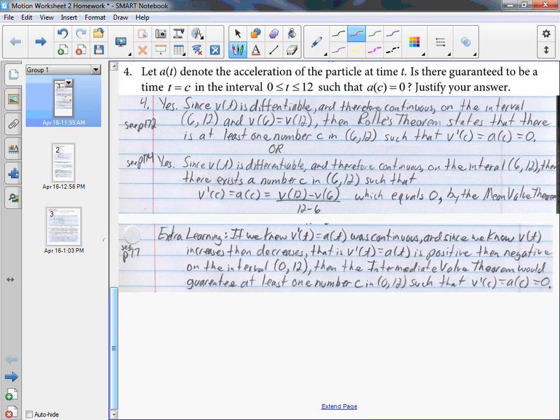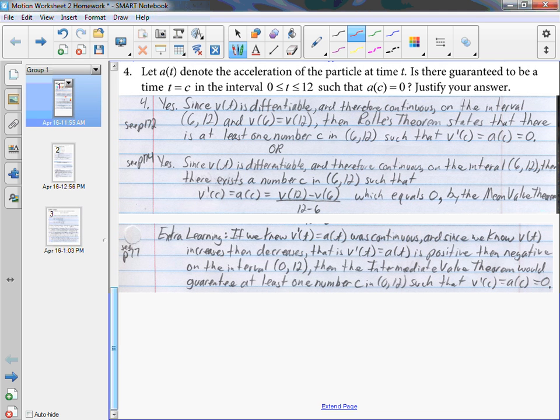Or, yes, since v of t is differentiable and therefore continuous on the interval from 6 to 12, then there exists a number c in the interval from 6 to 12 such that the derivative, which is the acceleration, equals, and then remember the mean value theorem was that the slope of a tangent had to equal the slope of a secant. That's what that is. So the slope of the tangent, v prime of c, equals the slope of the secant, v of 12 minus v of 6 over 12 minus 6, which in turn equals 0. So the derivative equals 0 by the mean value theorem.